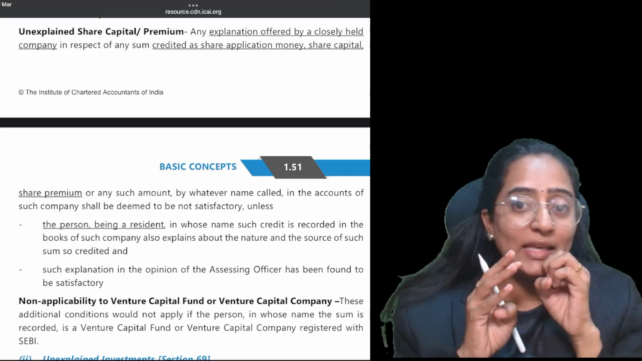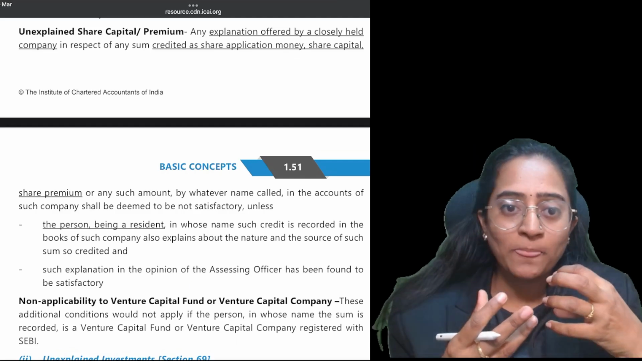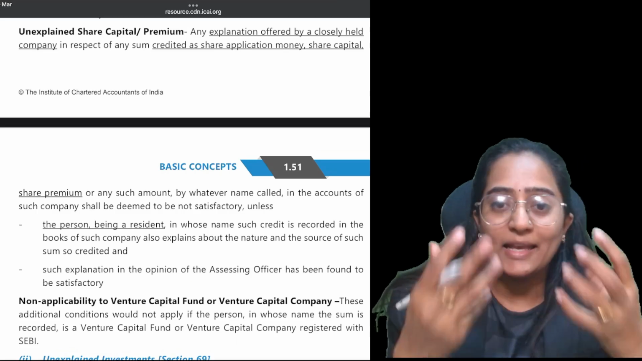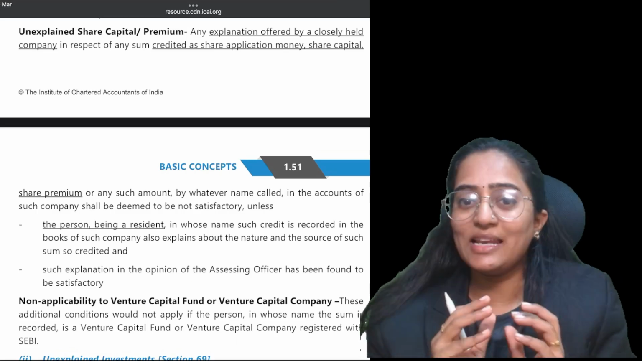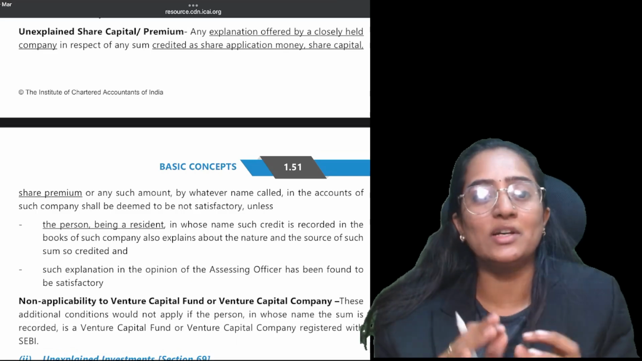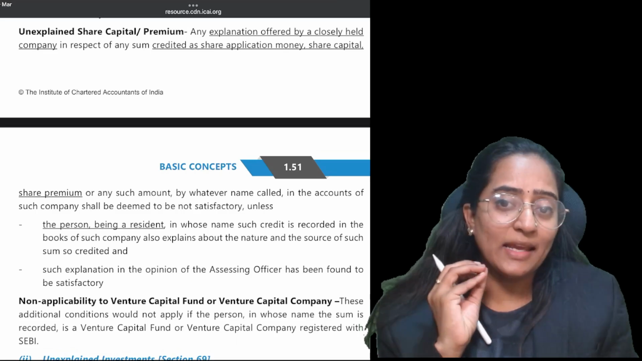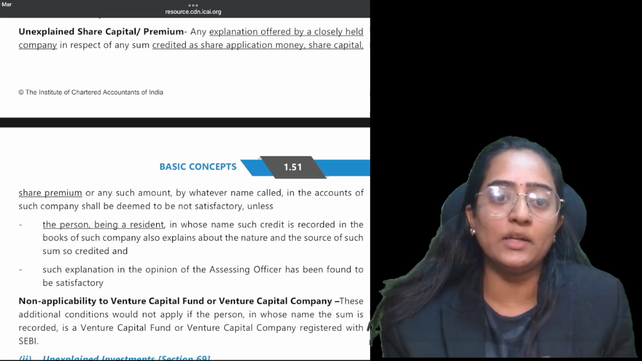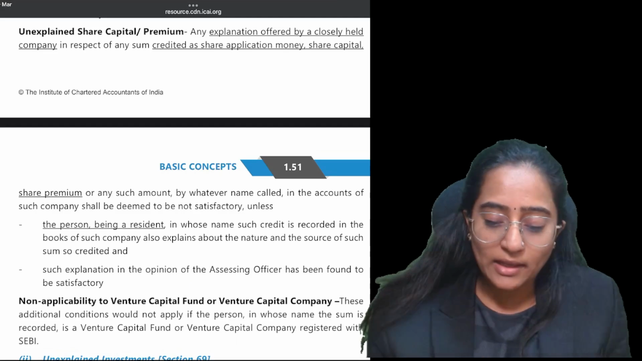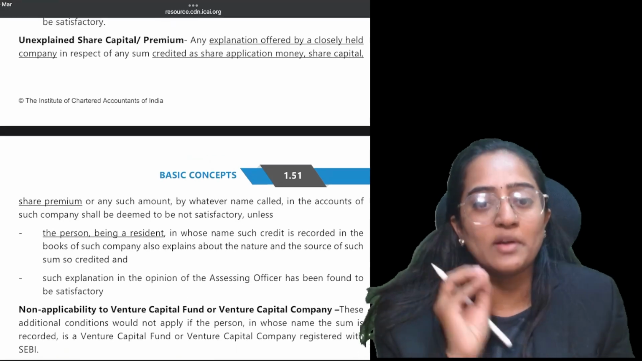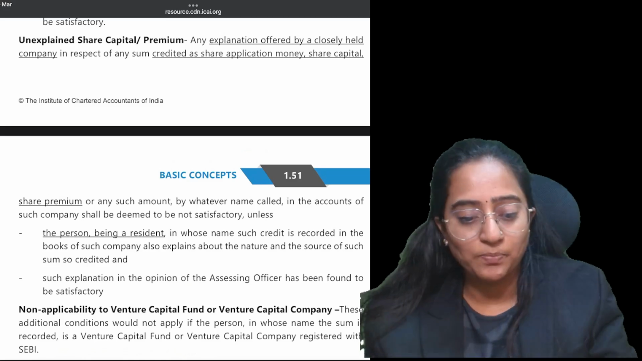Suppose now if the company is able to offer a possible explanation, and the assessing officer is satisfied, then he will not consider it as an undisclosed source of income. Otherwise, he is going to consider it as an undisclosed source of income. However, where that amount is credited by a venture capital fund company that is already regulated by SEBI guidelines or registered with SEBI, then these provisions won't be applicable. Otherwise, it would be applicable. Okay.